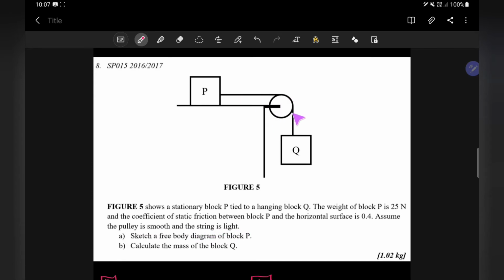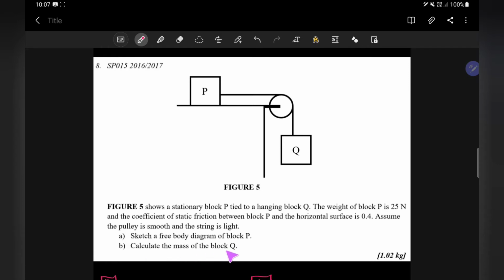So the mass can be ignored, so the tension is the same, based on these two assumptions. The pulley is smooth and the string is light, so normally there is no friction on the string, and the mass can be ignored, so we just assume that the tension for both parts is equal to each other. And then they ask you to sketch a free body diagram of block P, and then calculate the mass of block Q.